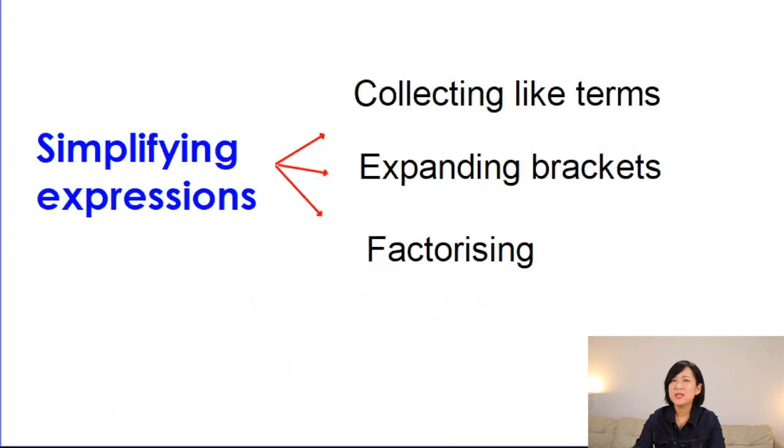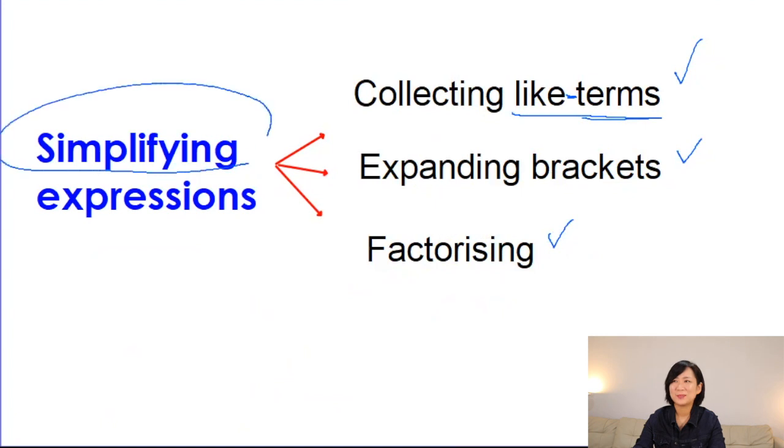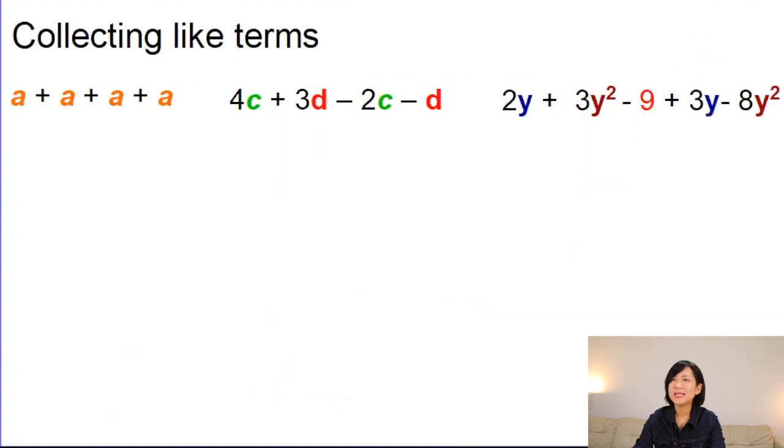Now, here are the key skills for simplifying expressions. That is collecting like terms. We've been talking about like terms, the terms with the same letter, and then expanding brackets and factorizing. Let's talk about all of these. And first of all, collecting like terms. So I've got some expressions, and can you actually find the like terms? Collecting like terms means find the like terms, then put them together.